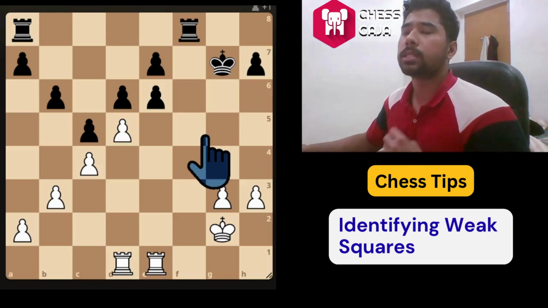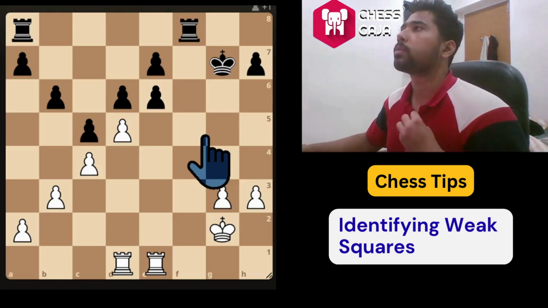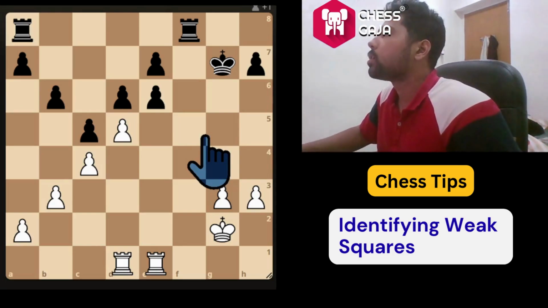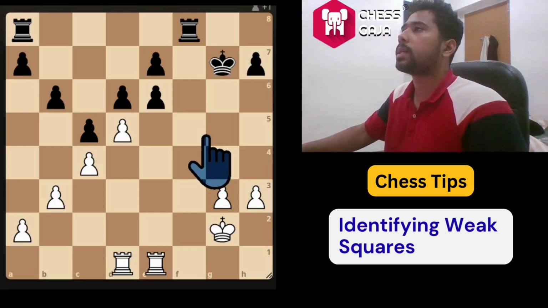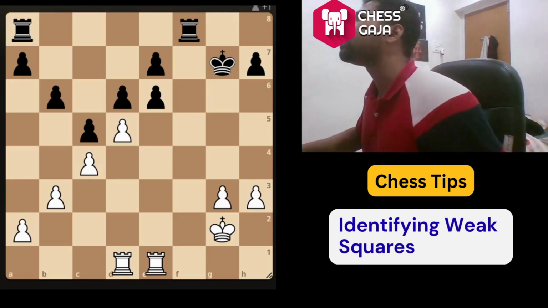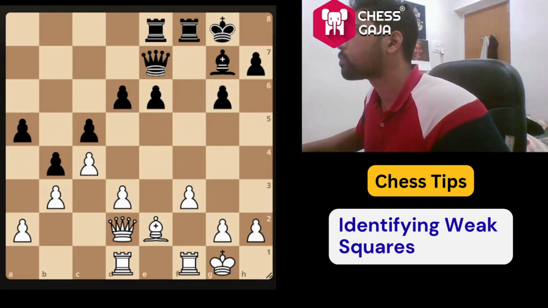letting them breathe easily. As this weak square has to be continuously monitored, and the weak pawn behind it or in front of it has to be continuously protected by the opponent, giving them no space or place to improve themselves that easily. So this kind of weakness has to be taken care of. And the next position which we are going to see will be an even better position to look out for, which is this position.